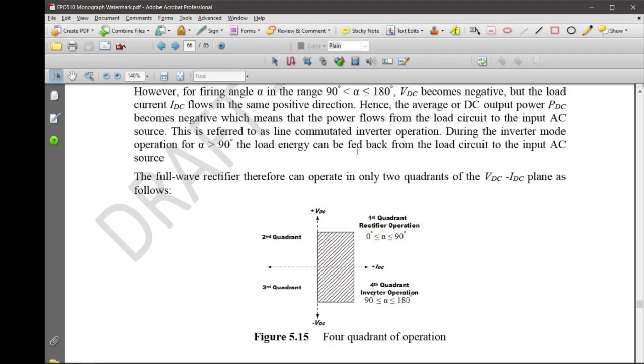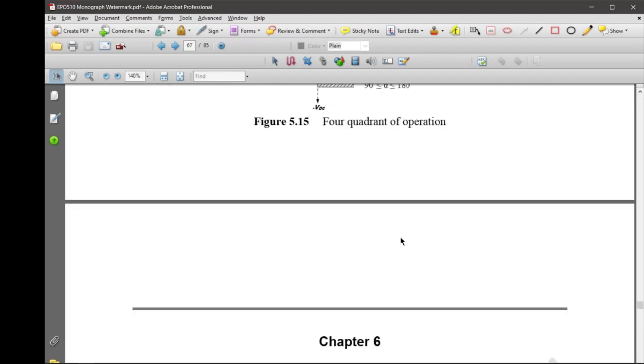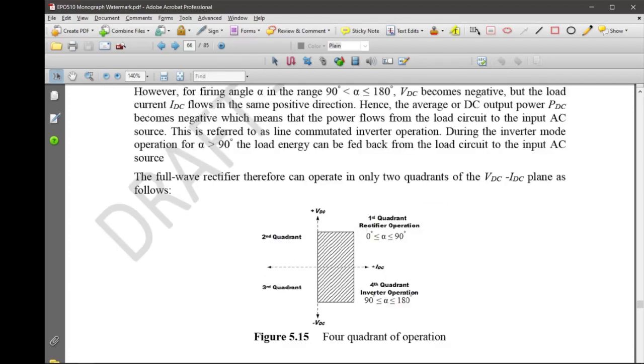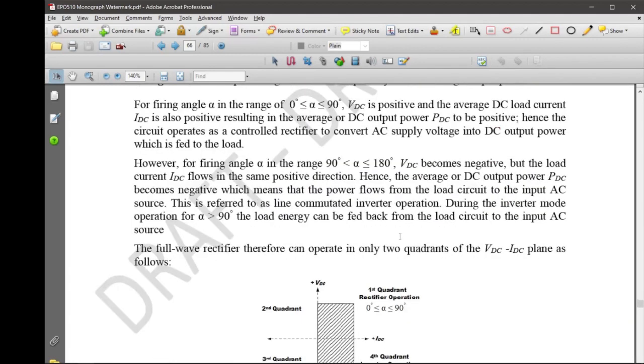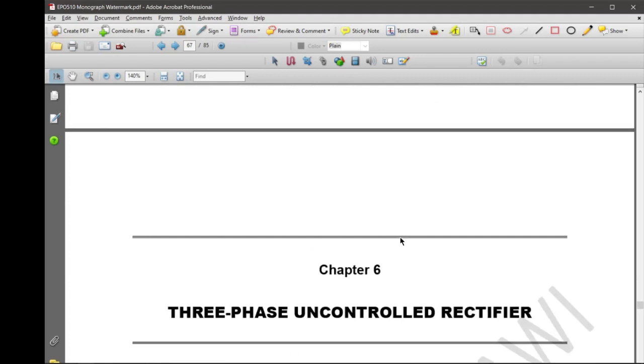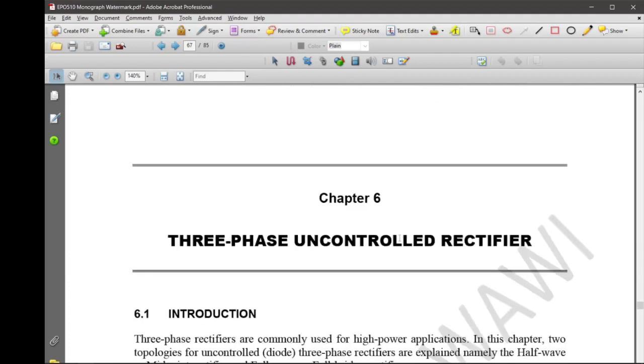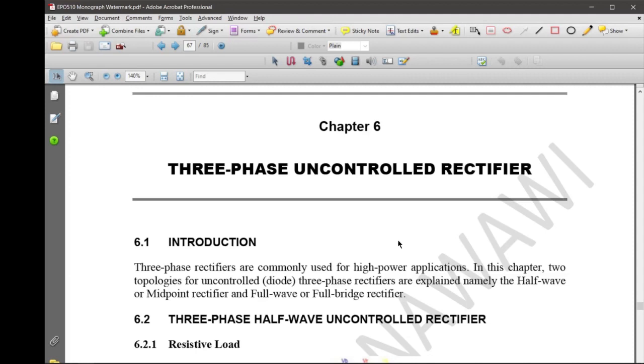So the full wave, you can read that. Okay, and that's actually for the single phase control, and also the uncontrolled rectifier. Right, so now we start a bit on the three-phase uncontrolled rectifier. Just touch a little bit on it before we continue with the next class on Thursday.